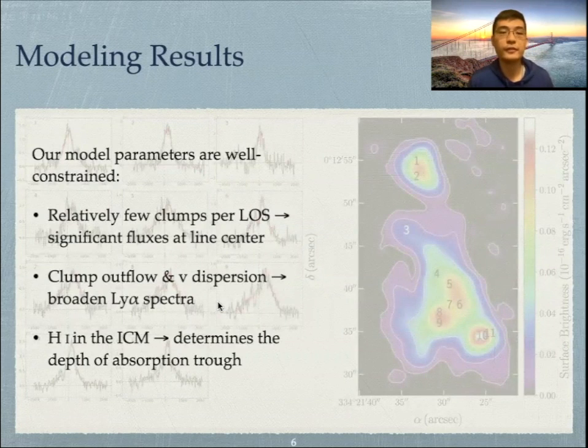First of all, many of the observed Lyman alpha spectra have significant fluxes at line center. So that requires relatively few clumps per line of sight. And secondly, the very broad Lyman alpha spectra that we have observed require a significant but realistic clump outflow and random velocities. And thirdly, the residual HI density in the ICM determines the depth of the absorption trough. For more results, please refer to our paper.